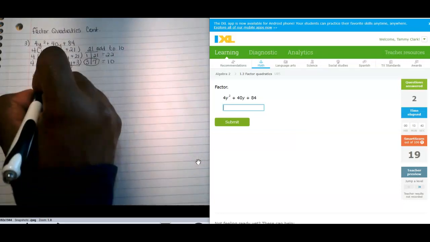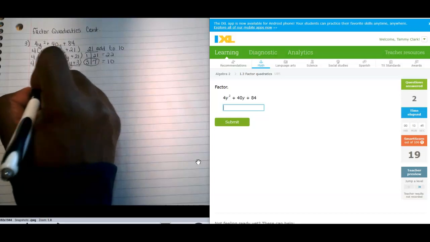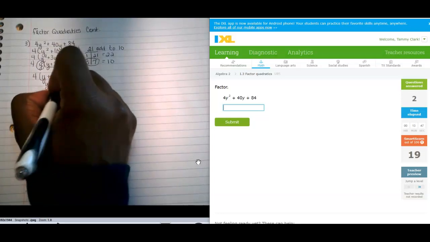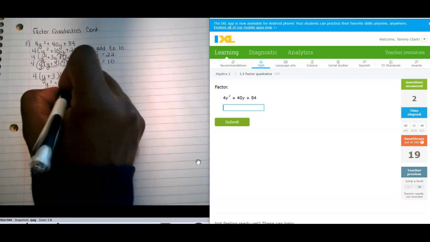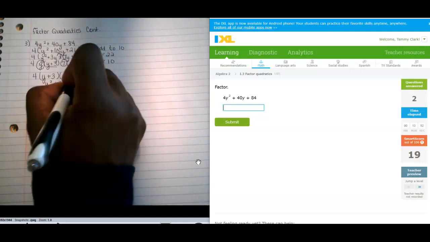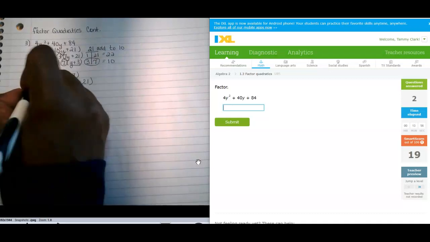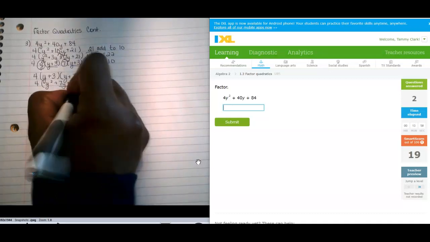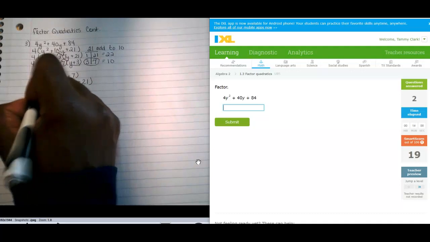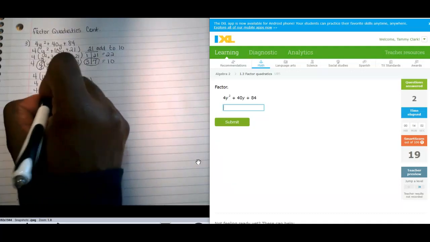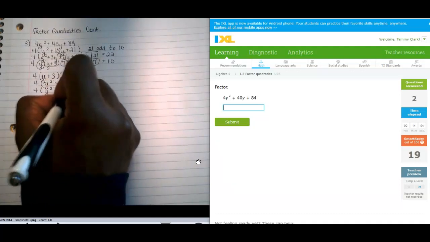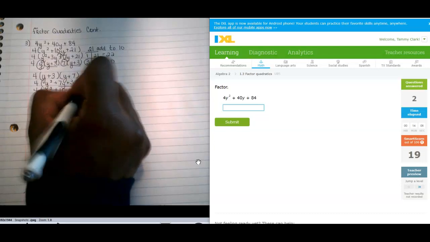Y times y is y squared. Y times 7 is 7y. 3 times y is 3y. 3 times 7 is 21. And we still have our 4 out here. Let's go ahead and combine these like terms. We're left with 4 times y squared plus 10y plus 21.